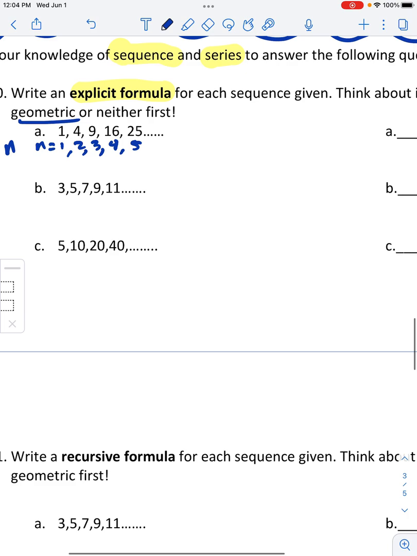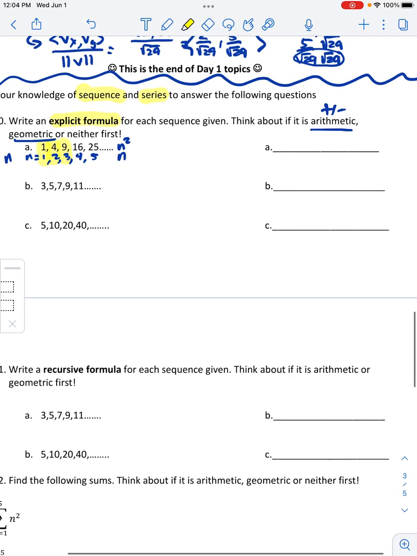So if you take a good look at those numbers, you can see that they are the bottom number squared. Like 1 is 1 squared, 4 is 2 squared, 9 is 3 squared, and so on. So my explicit formula is simply that to get any term, you take the term number and you square it. So that one you have to do using your big brain.